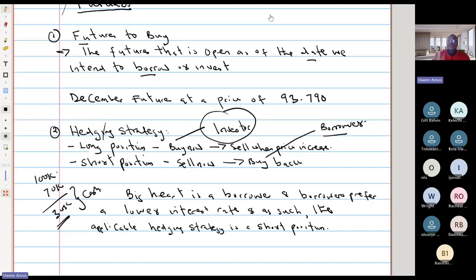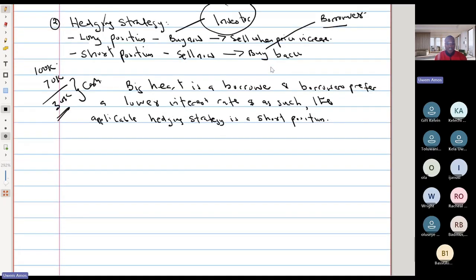Okay, so free marks on those two steps. The next step is the number of contracts. And that is very important because, like we mentioned, futures are sold in blocks. So we need to determine the number of contracts.